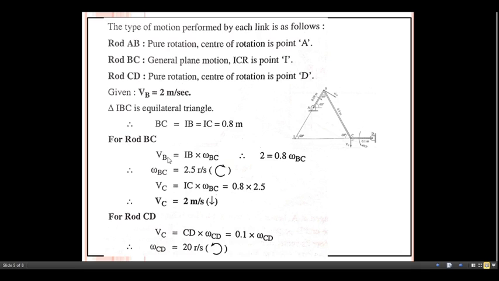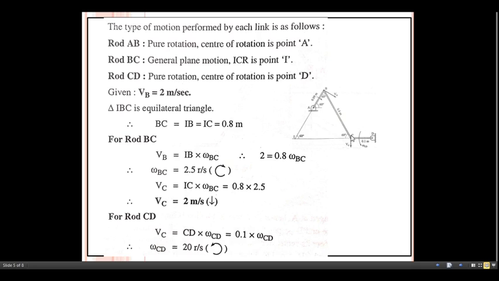VB is already given, so that's why this relation is used here. VB is 2 meters per second, substitute here. IB from this diagram is 0.8 meter, just replace IB by 0.8 meter, and solve this, we can get omega BC. After doing the calculation, we get omega BC equals 2.5 radians per second.